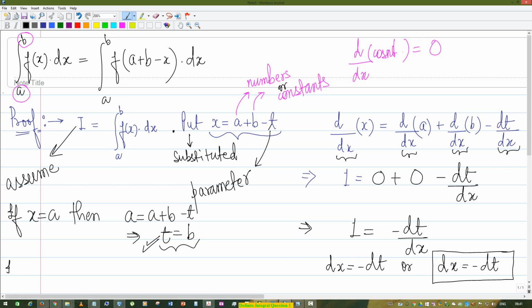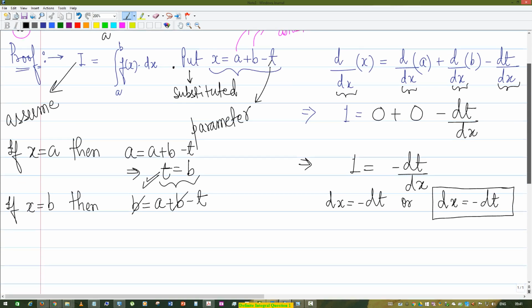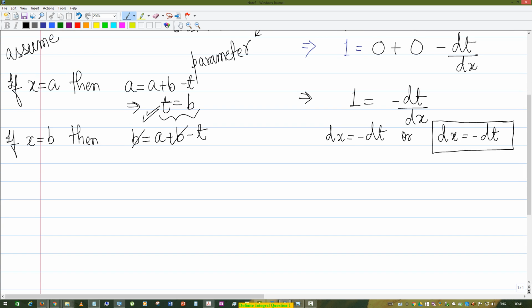And if x is equal to b, then b is equal to a plus b minus t. The left hand b and the right hand b get cancelled, and we are left with t is equal to a, because the negative sign will get cancelled. So t is equal to a. So now we can change the lower limit and the upper limit.